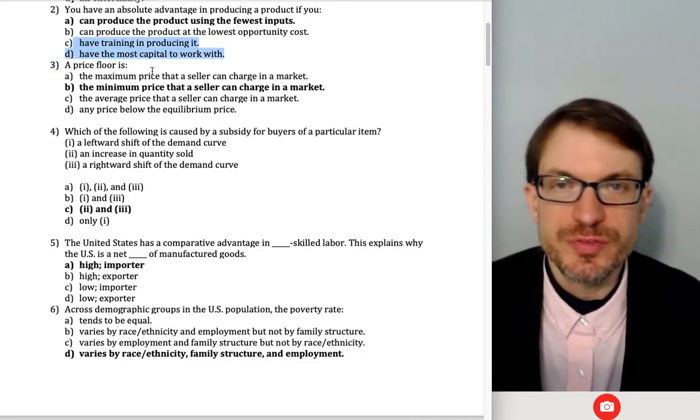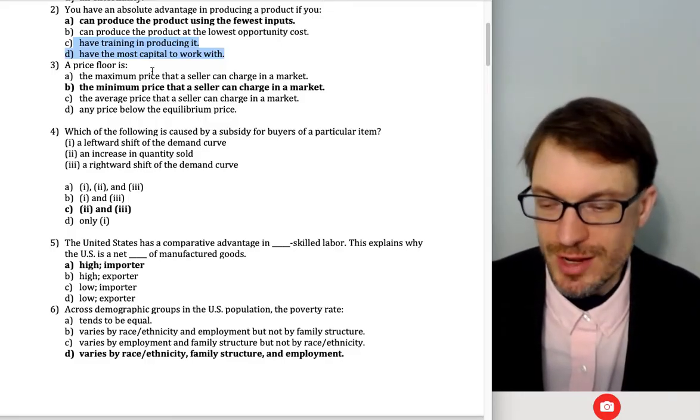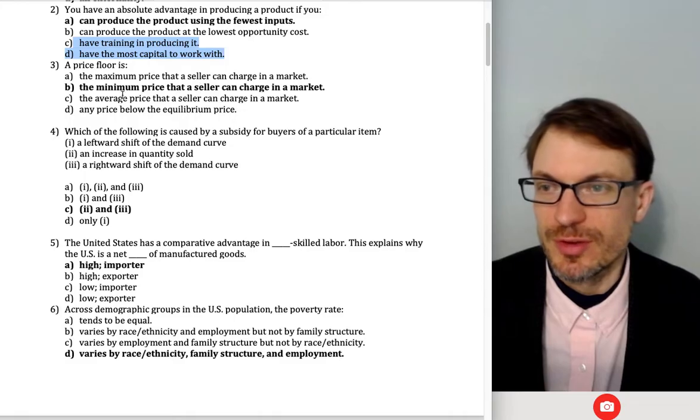Price floor. A price floor is a legal minimum that the good can be traded at within the market. So it's a mandated, legal minimum. So it's the minimum price the seller can charge in the market.